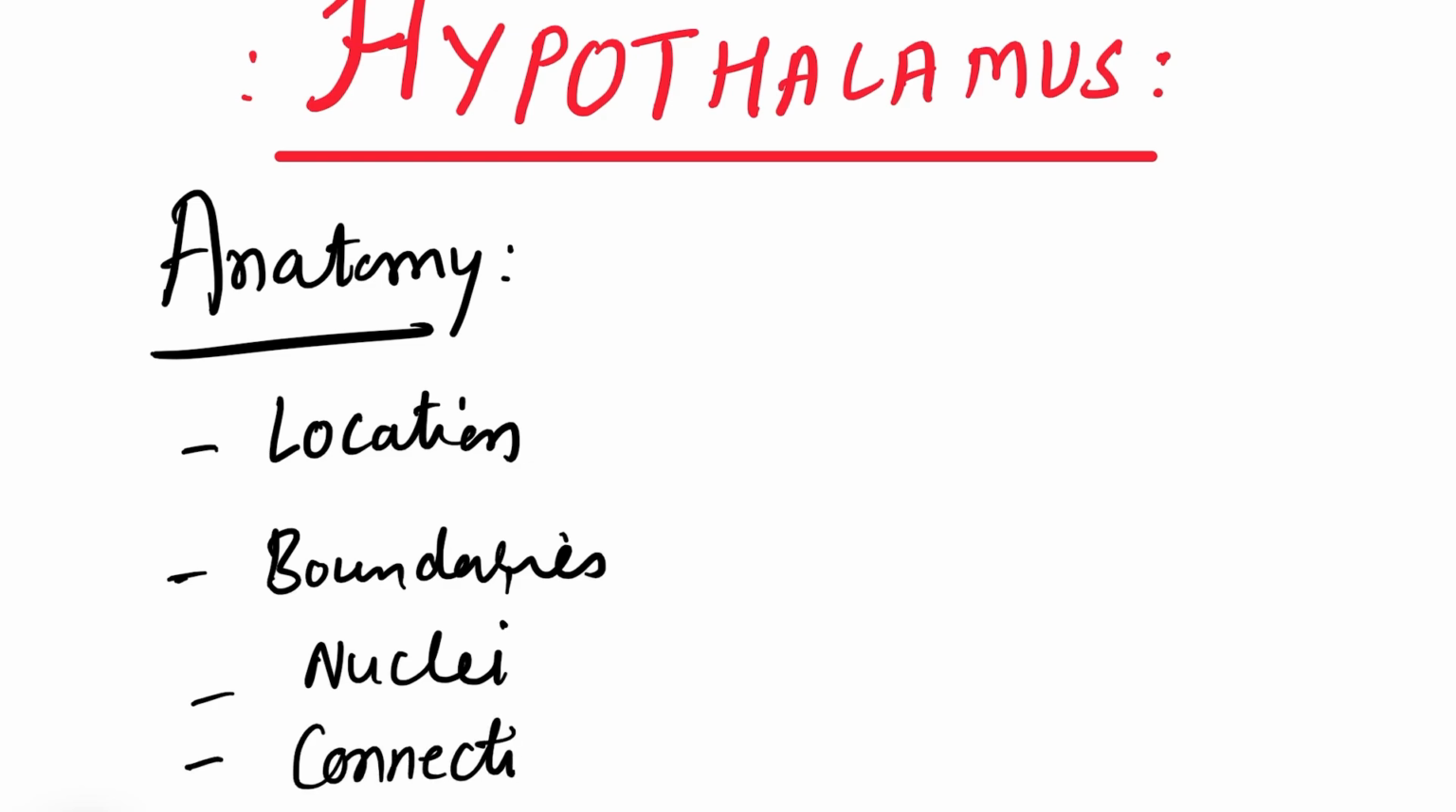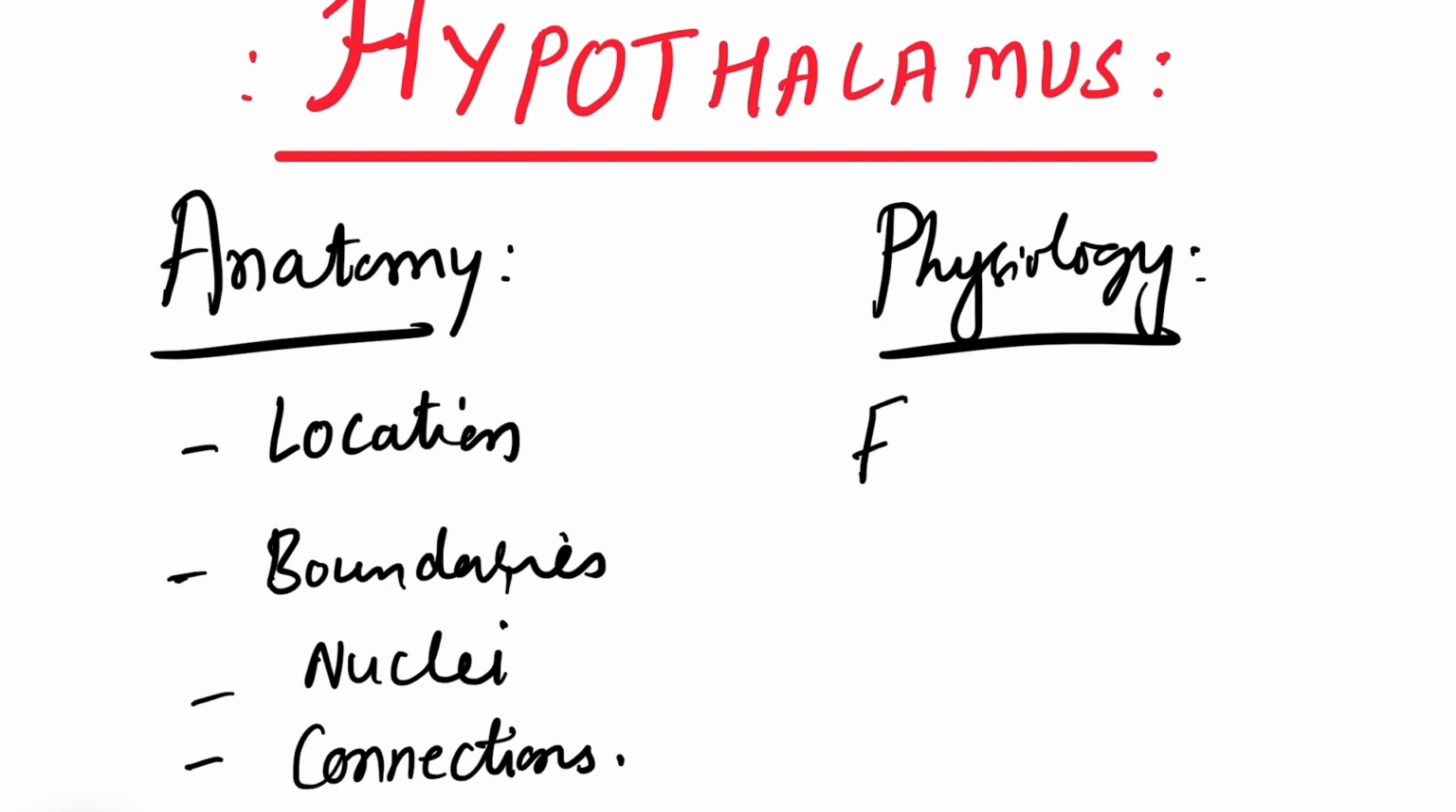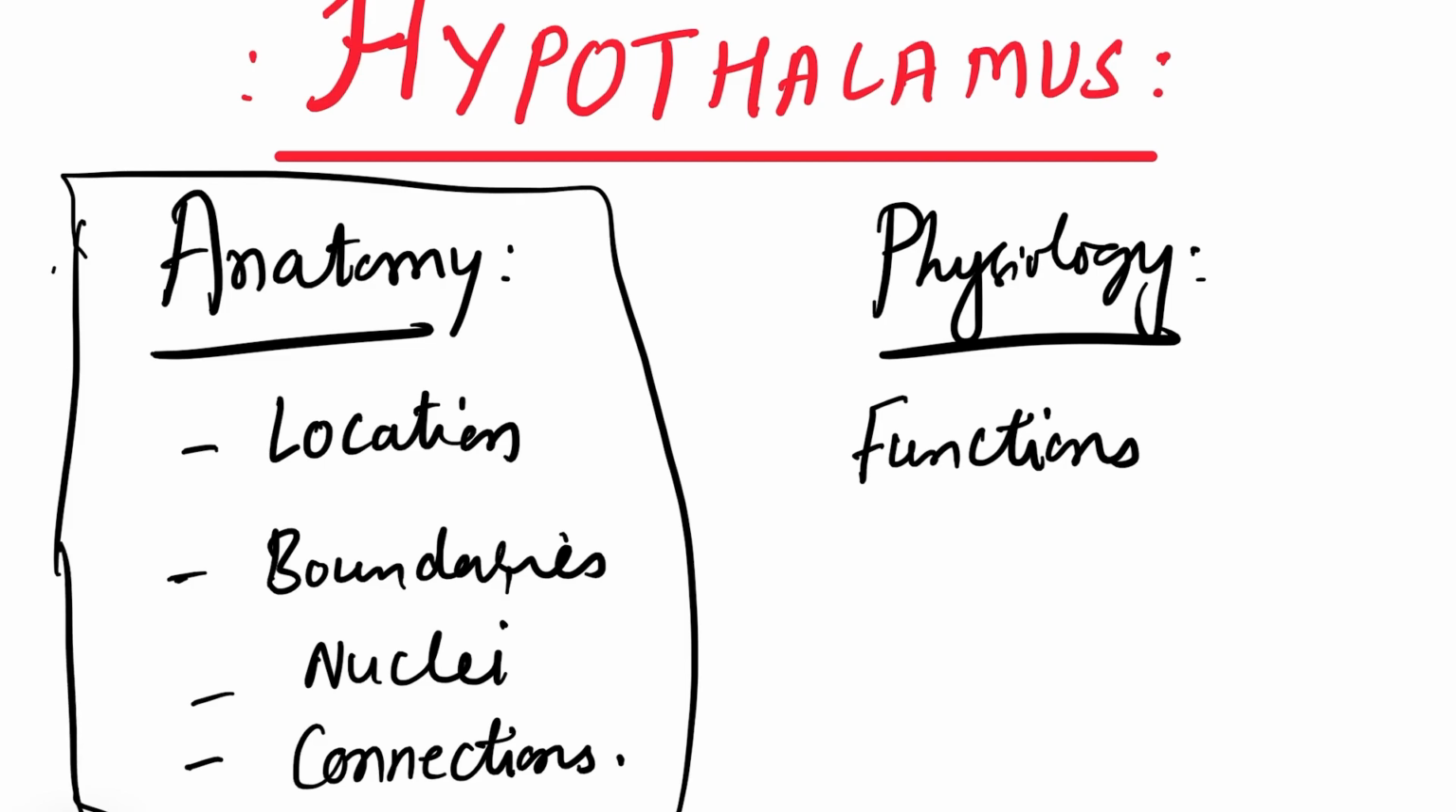It is a very important topic in the subject anatomy. Also it is important physiologically, because in physiology we will study the functions of the hypothalamus. In today's lecture we will mainly concentrate on the anatomy of the hypothalamus. However, while describing the nuclei, we'll try to describe a few of its functions. In the next video we are going to discuss in detail the functions of the hypothalamus.